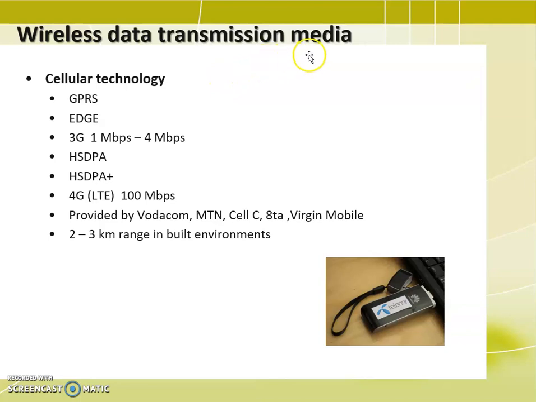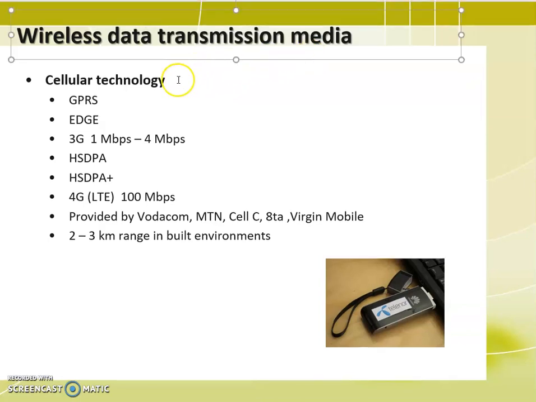Wireless data transmission media. Cellular technology. Cellular technology uses GPRS, Edge, 3G, which ranges in speed from 1 megabit per second to about 4 megabits per second. Now you're having 4G and 5G technology. HSDPA, 4G, LTE. This is provided by your cell phone providers, Vodacom, MTN, Cell C, and Virgin Mobile.